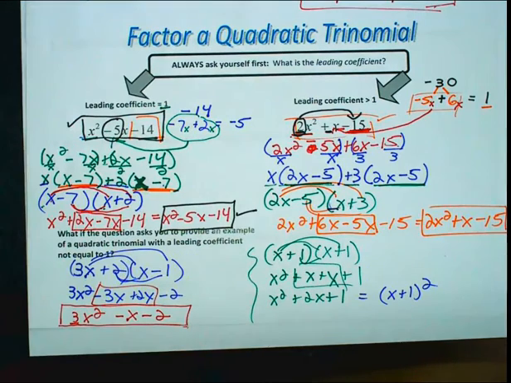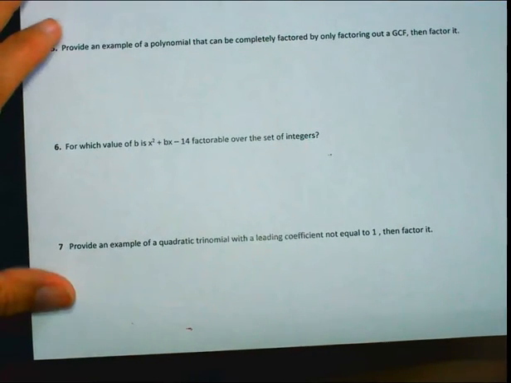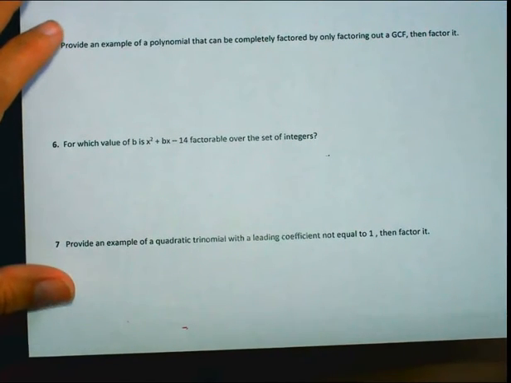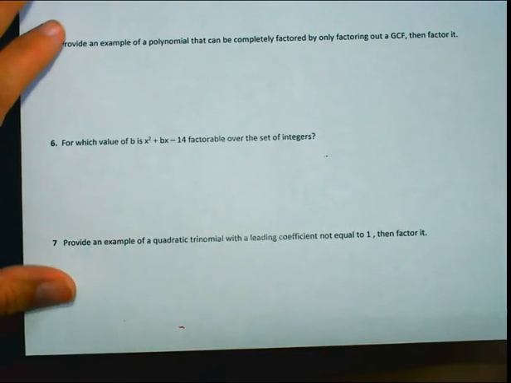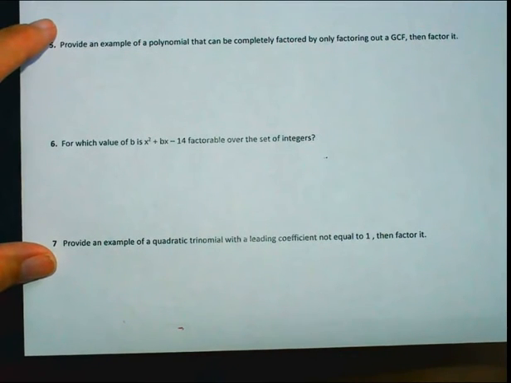Okay? So whenever it's asking you for a quadratic trinomial, the best way to do that would be to just make up 2 factors, multiply them together, and that's going to give you your quadratic trinomial. Okay? So again, now on this page, 5, 6, and 7 are a little variation on the type of problems. They are very straightforward problems, but I did a couple examples, so you should be able to do 5, 6, and 7 now.